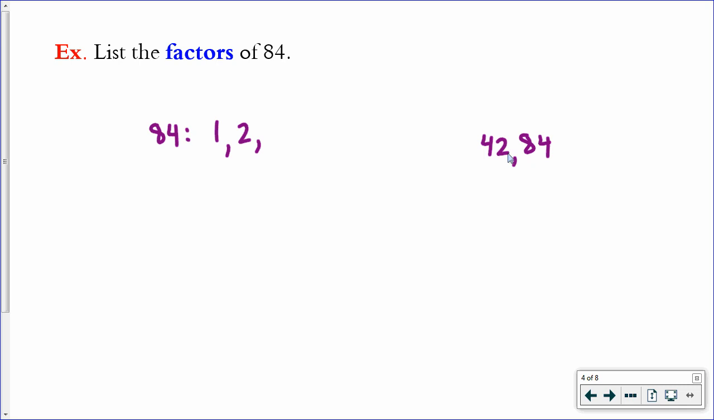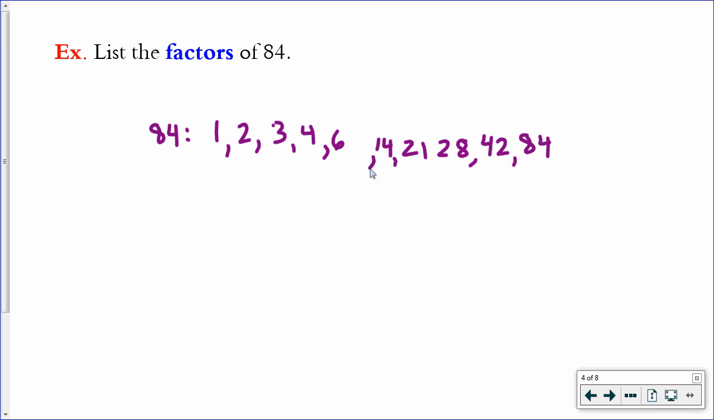Check if 84 is divisible by 3 if you're not sure, and indeed it is divisible by 3. When you do 84 divided by 3, it'll tell you that the pair that goes with 3 is 28. So I can put that further down my list. Check if it's divisible by 4. It definitely is. When I divide 84 by 4, I'm going to get 21. Check if it's divisible by 5. I know it's not because it doesn't end in a 5 or a 0. If it's divisible by 6, which it is, right? 84 divided by 6 gives us 14.